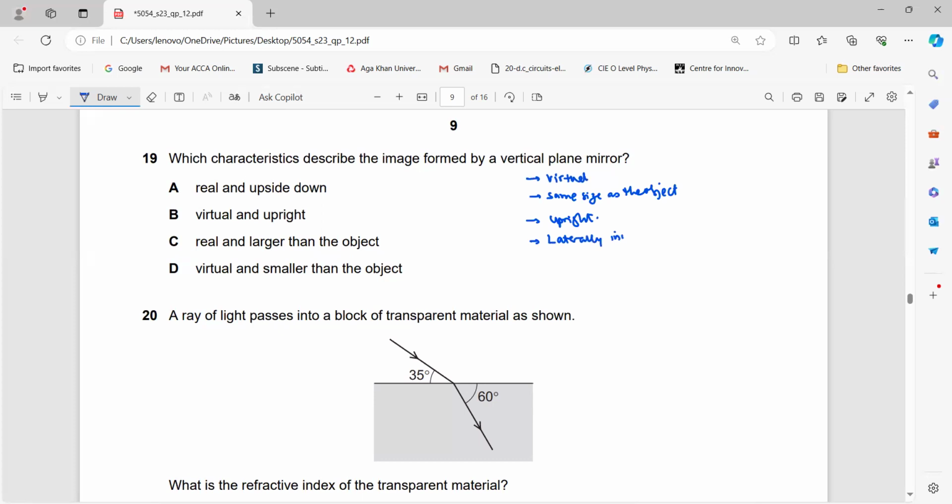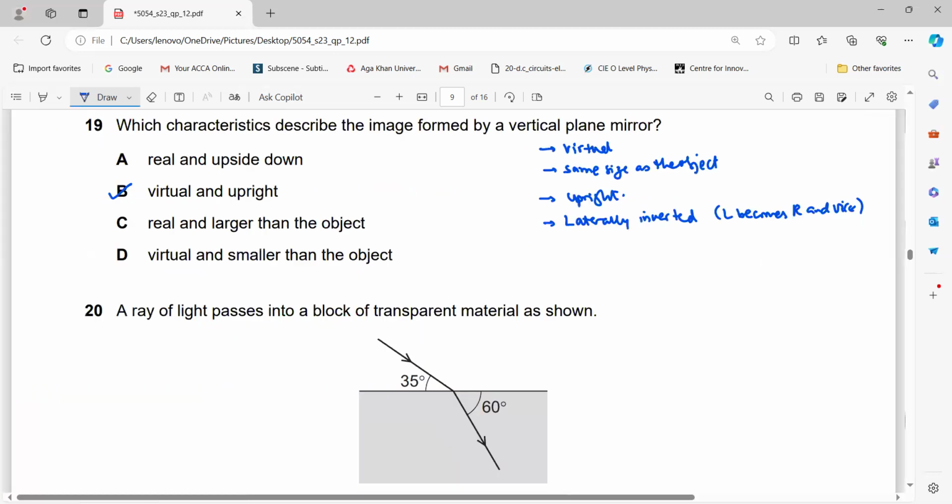You need to understand what laterally inverted means. Laterally inverted means left becomes right and vice versa. By inversion, there are two types of inversion. Vertical inversion, where the top becomes the bottom and the bottom becomes the top. And you have lateral inversion, that is horizontal inversion, that is left becomes right, right becomes left. So it is virtual and upright, which is why A could not be the answer.